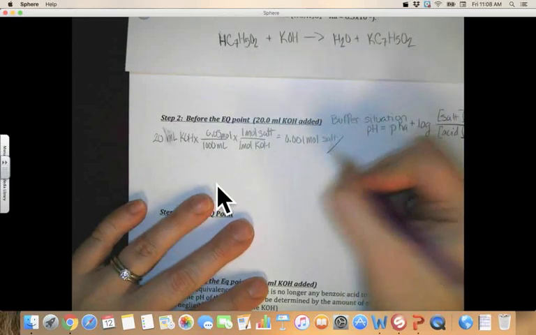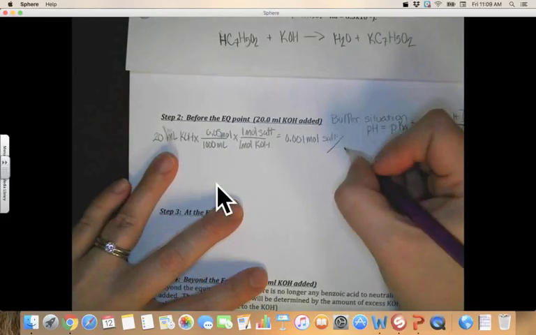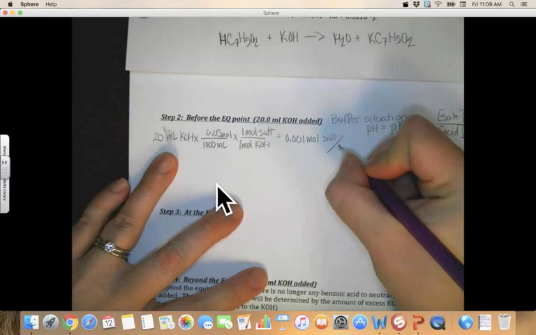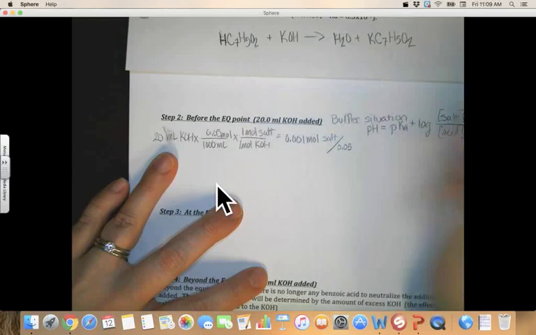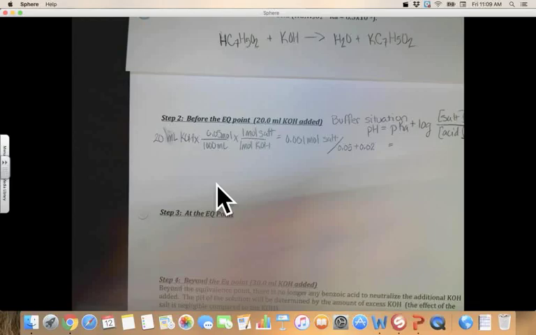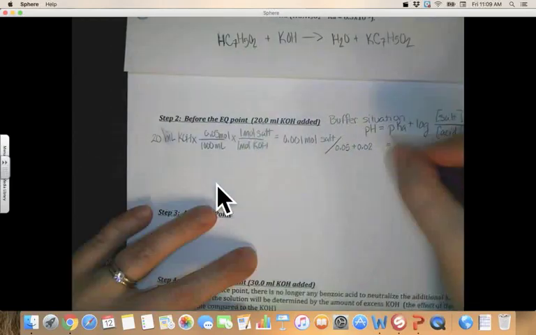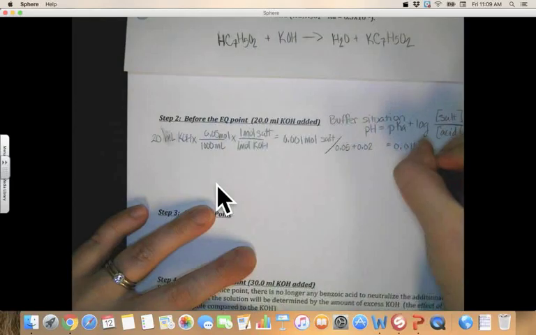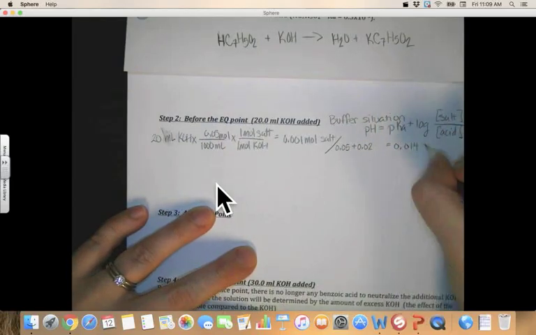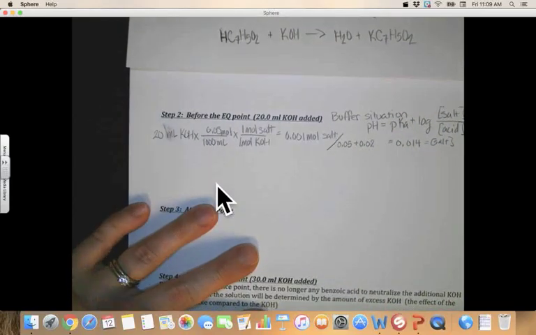And total volume, well, I have my 50 milliliters, so 0.05 of the acid, and 0.02 from the base, so I'm going to divide that by 0.07, is 0.014. Okay, so that's my salt concentration. I'm going to do the same thing to find my concentration of the acid. I'm going to figure out how much acid has reacted at this point.